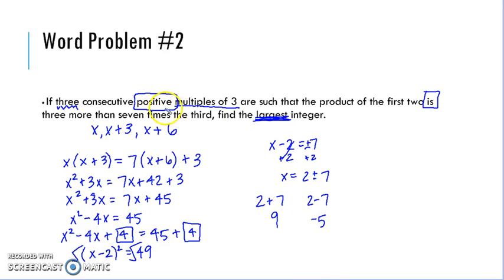Both are odd, but I want positive, so the negative 5's out. So my first term x is 9. It wants to find the largest integer, so I'm just going to do 9 plus 6, which means the largest is 15.